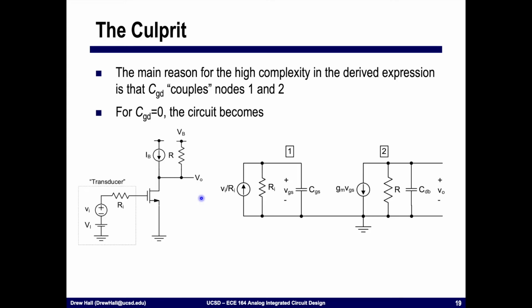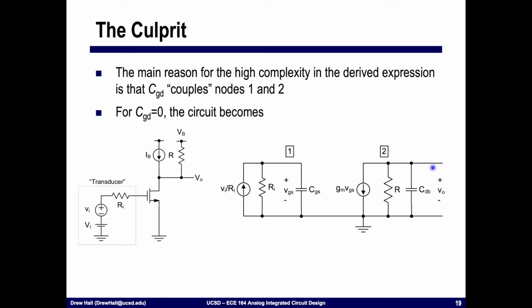So again, just to remind us of where the difficulty comes from in this previous circuit: it's not really CDB. CDB is fine. CDB is at the output, and it creates a pole with R. That's not the culprit for this high entropy expression. It's really CGD, because it's coupling the input and the output of the circuit.